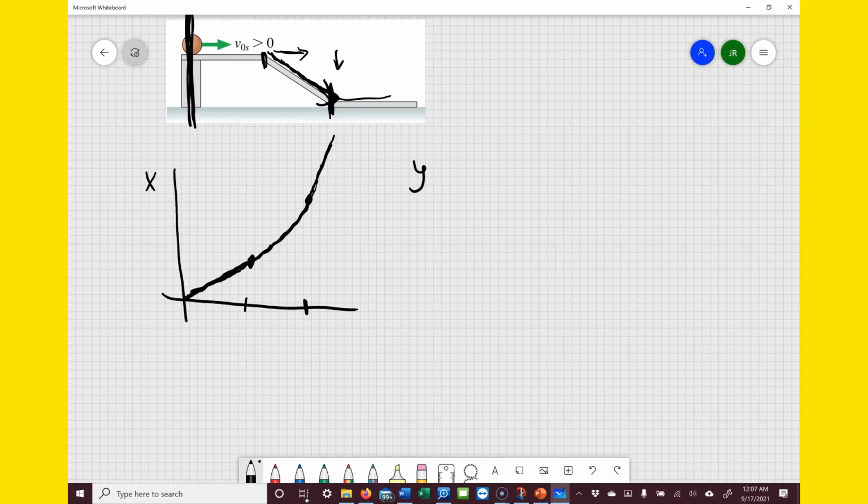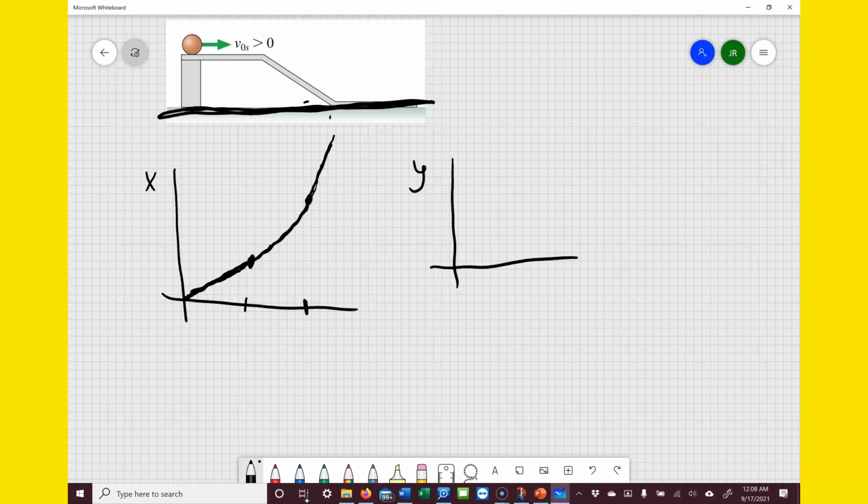All right, if I do the y position, now I'm looking at the vertical position. Let's call the ground the origin. So it starts with an initial position vertically of something greater than 0. And for a little while, that vertical position does not change. It's the same vertical distance away from the origin as it was. Then it accelerates down the ramp, so it's going to be accelerating that way.